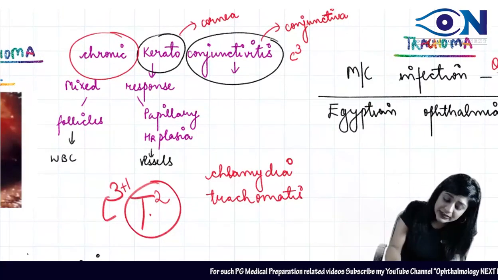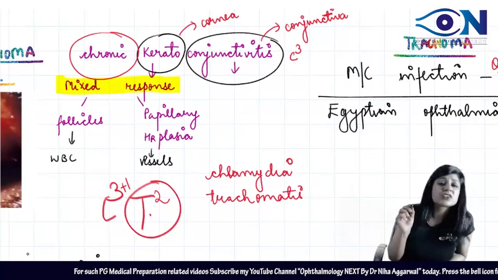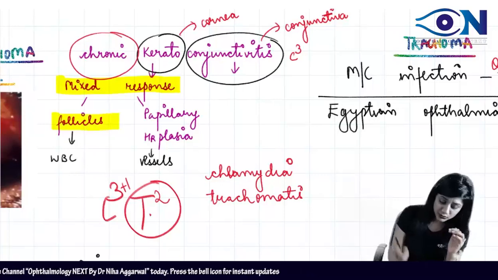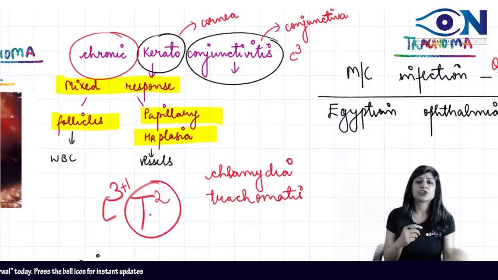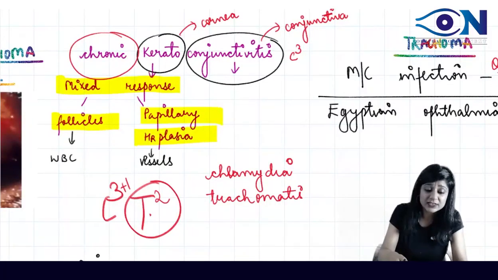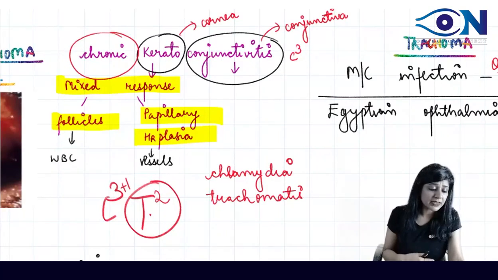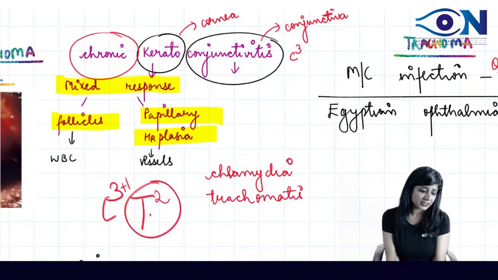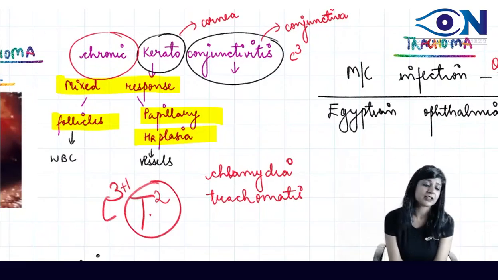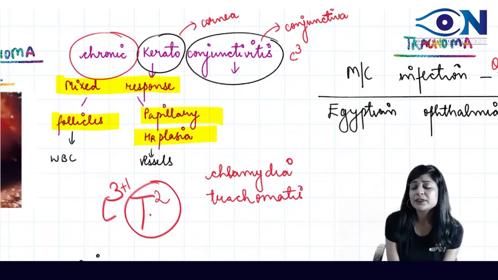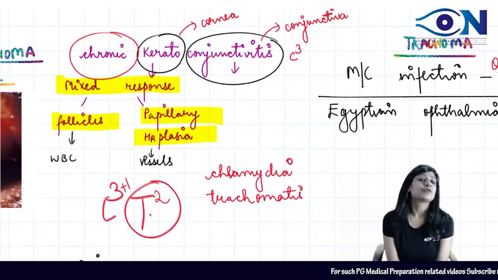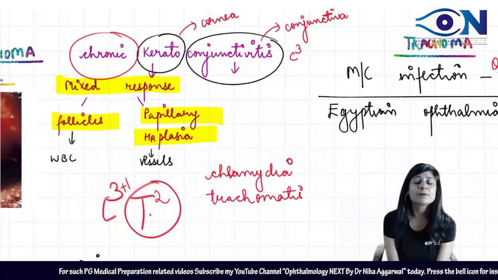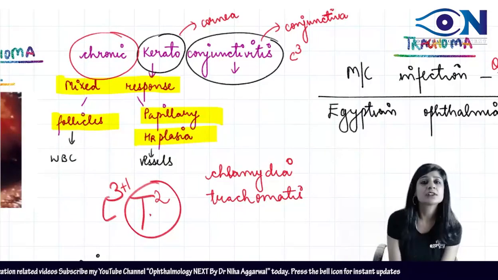Another important thing is that it is showing a mixed response. What does mixed mean? It is showing me follicles and it is also showing me papillary hyperplasia. Now, whenever we have conjunctivitis, it is usually affecting the children. What happens, see, whenever we have any kind of conjunctivitis, either you will see follicles or you will have papillary hyperplasia, but trachoma is one place where you are seeing both.